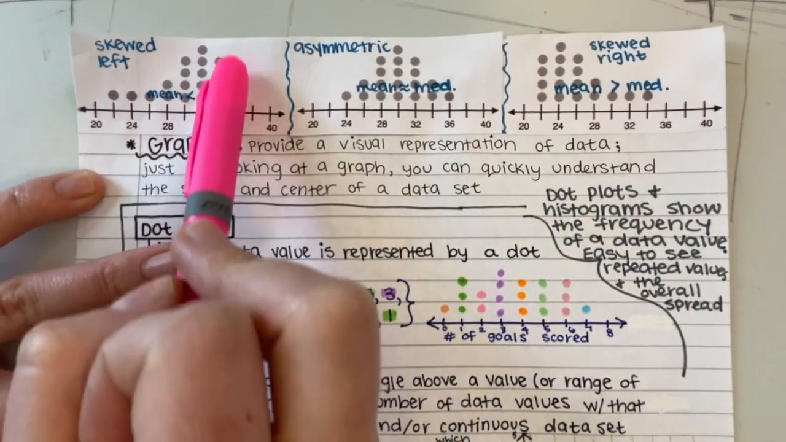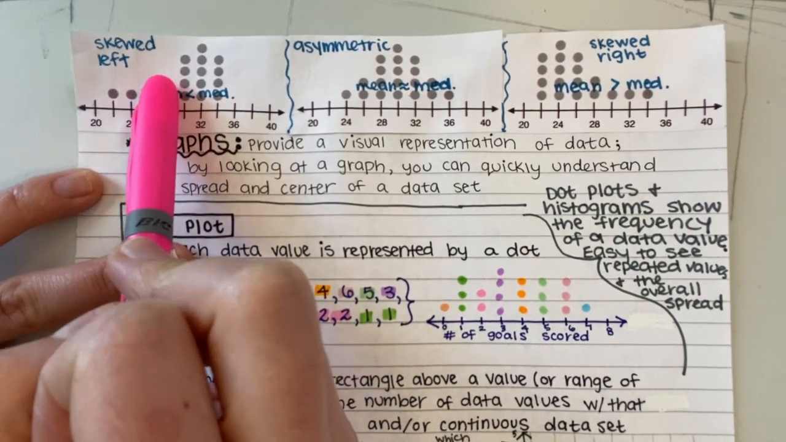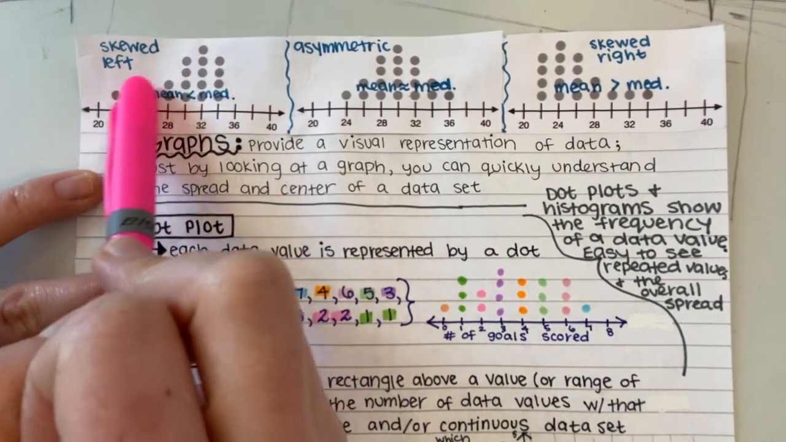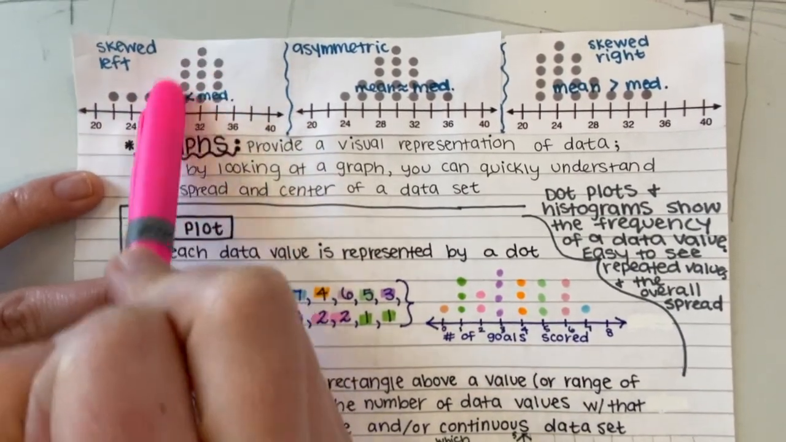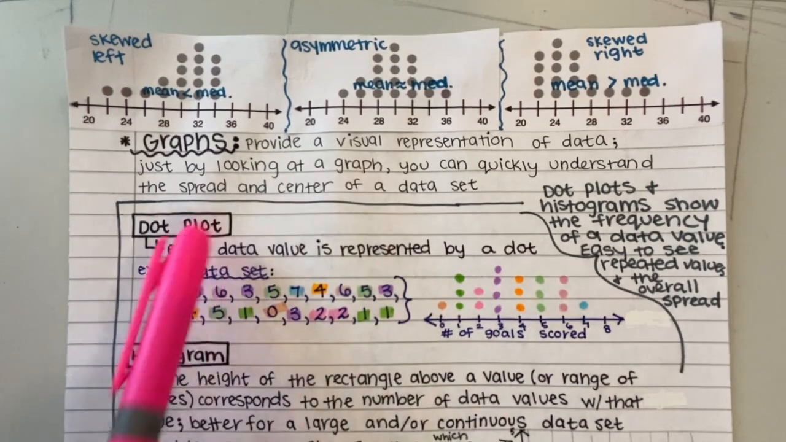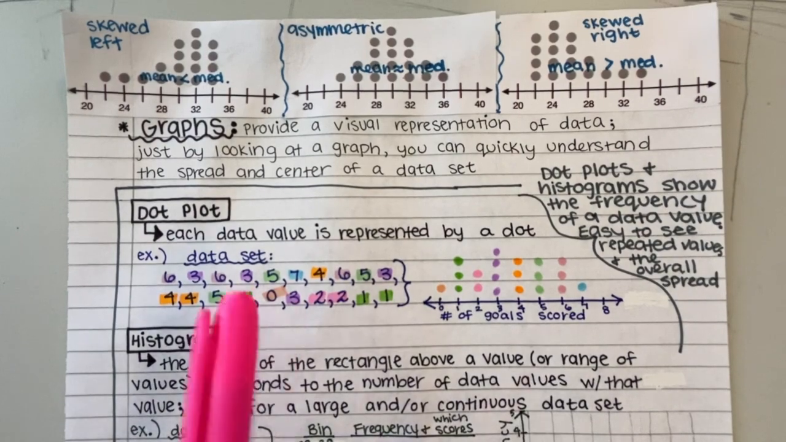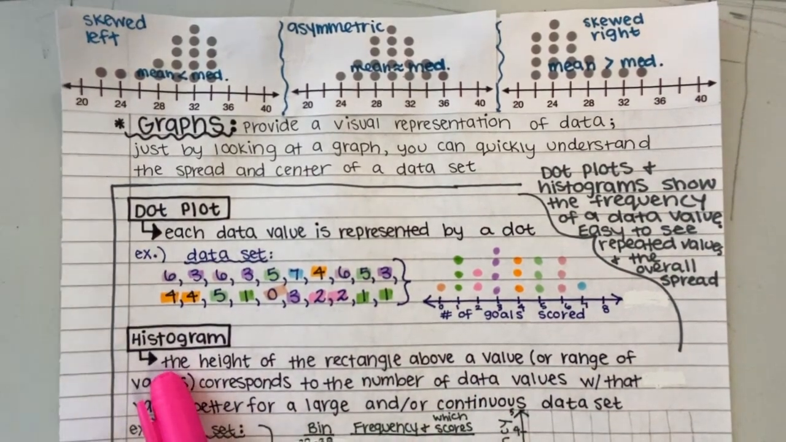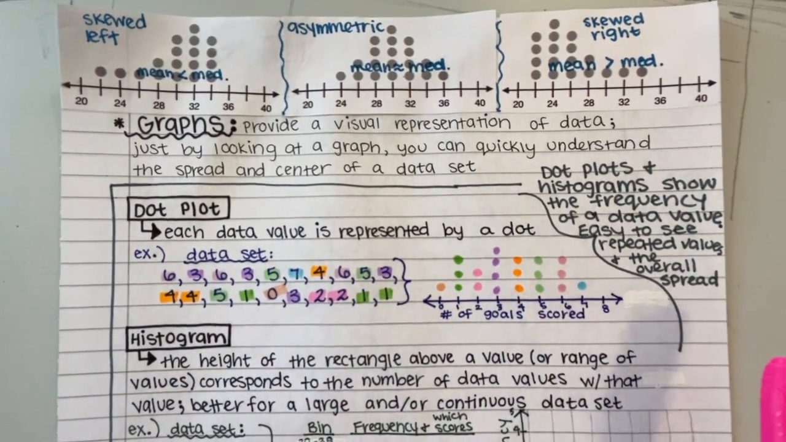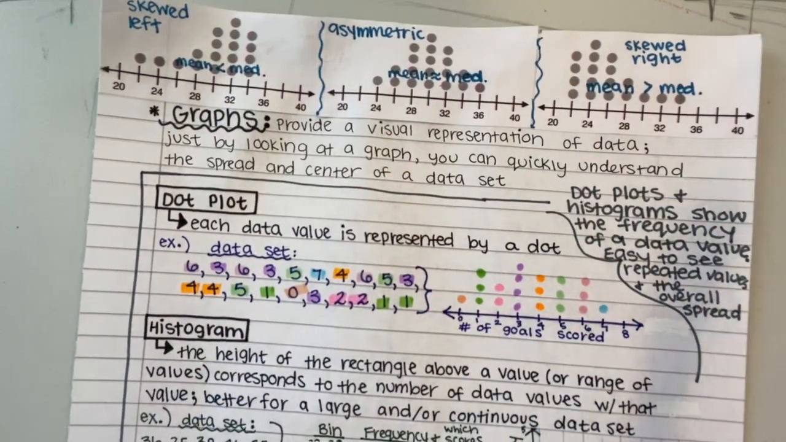So over here we have data skewed to the left. And when it's skewed to the left, that means our mean is going to be smaller than our median, because we've got these points that fall much lower than the majority of the data points. So that's a dot plot. Another way of representing data in a similar way is a histogram. Dot plots and histograms show the frequency of a data value, and it's easy to see repeated values and the overall spread. So it was easy to identify which way it was skewed.